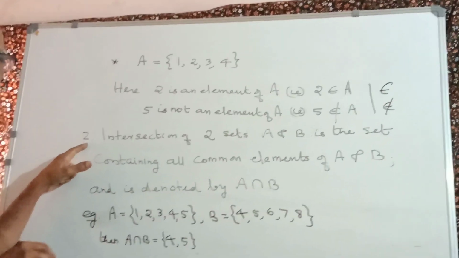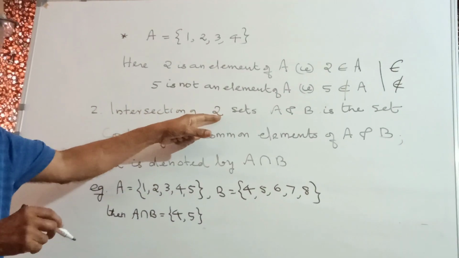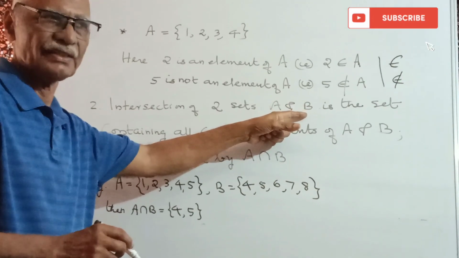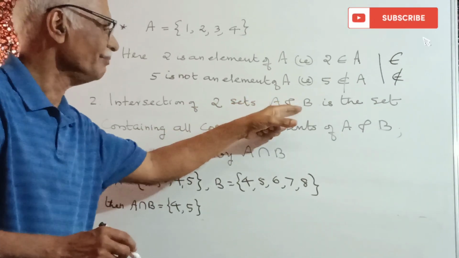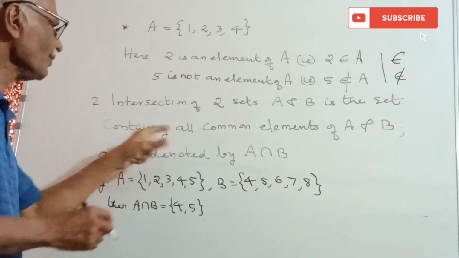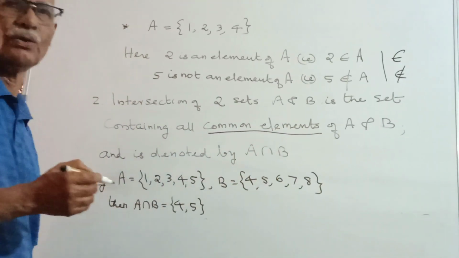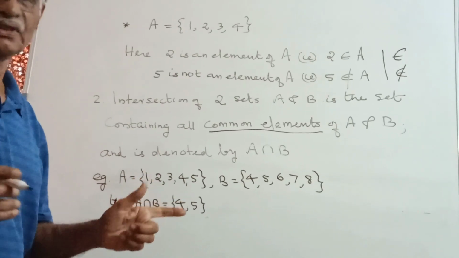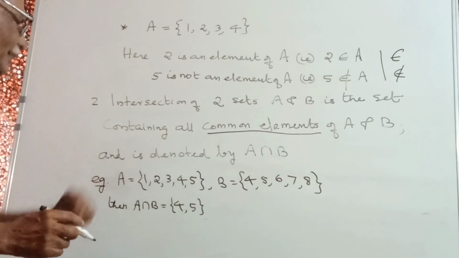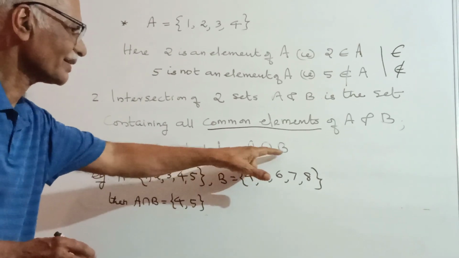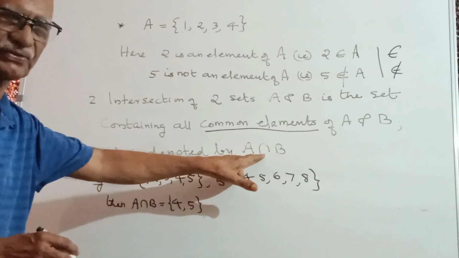Now, intersection of two sets. A and B are two sets. Then the intersection of A and B is a set containing all common elements of A and B. We are looking for the common elements and we take all common elements, and that is denoted as A ∩ B. This is a symbol for intersection.